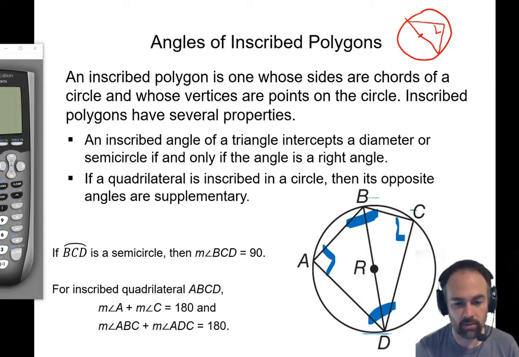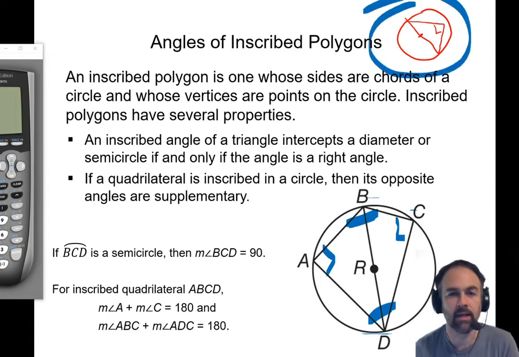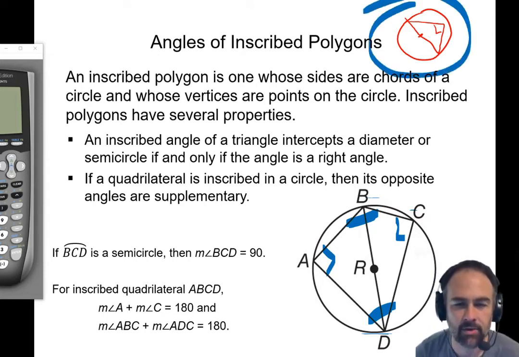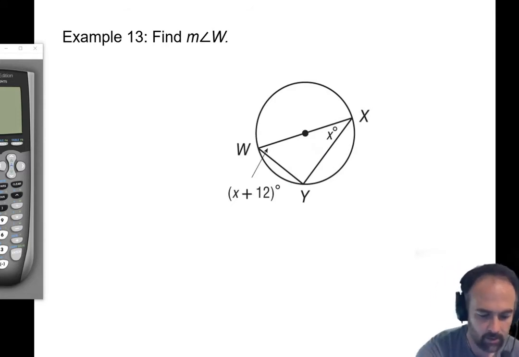So, two important things off of this slide. First one is this up here, that if an inscribed angle intercepts a diameter or a semicircle, then it is automatically a right angle. And also this down here, opposite angles in an inscribed quadrilateral are supplementary, add up to 180 degrees.